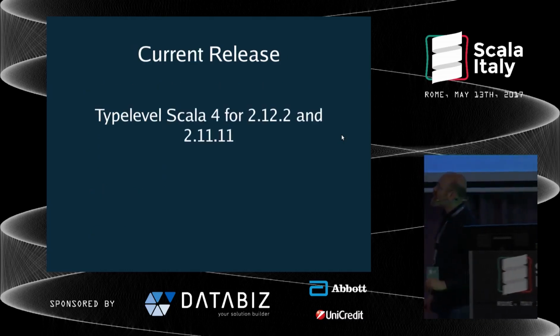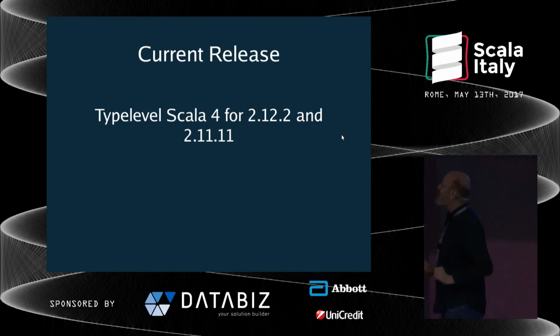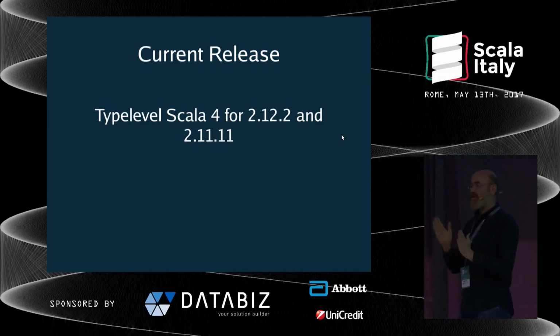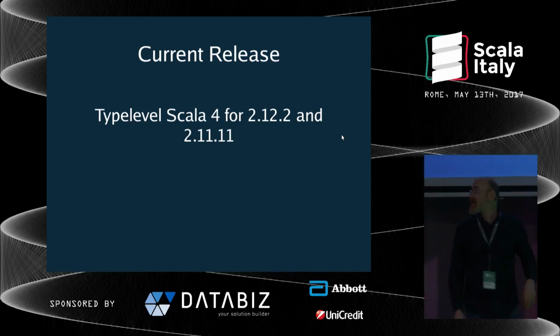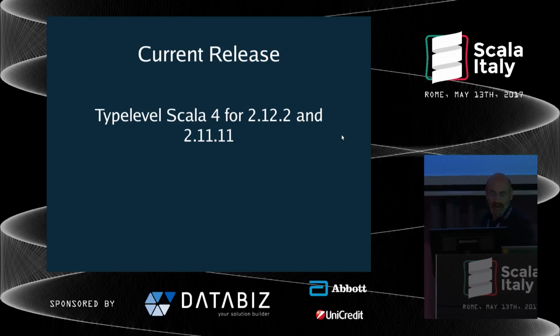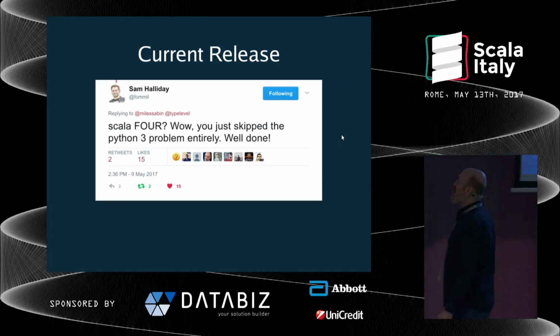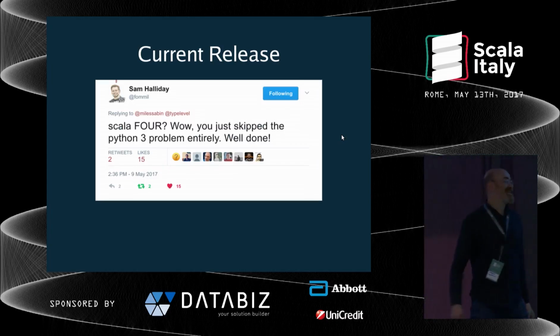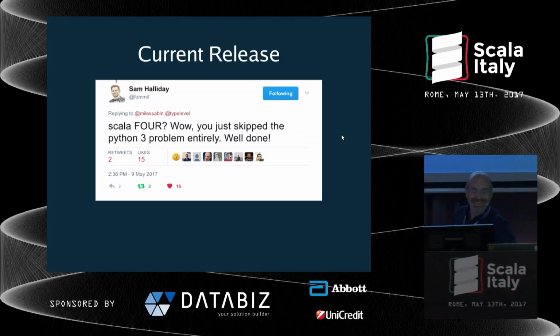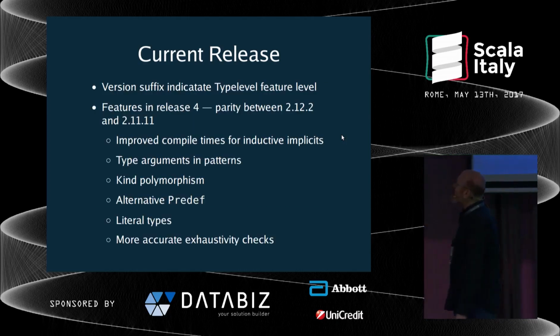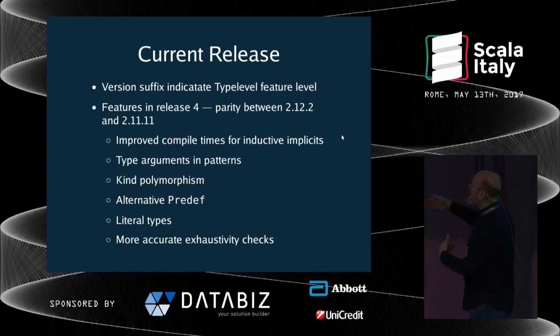So the current release is Typelevel Scala 4 for 2.12 and 2.11. What we're trying to do is move ahead in lockstep across all of the Scala versions we're trying to support. And then we have a Typelevel feature level, which is going to increment up from 4. It's 4 because this is the 4th Scala Typelevel compiler release that we've made overall. Although that did provoke some mirth on Twitter from Sam. Anyway. Right, so as I said, the version suffix is just the feature increment over the baseline compiler.